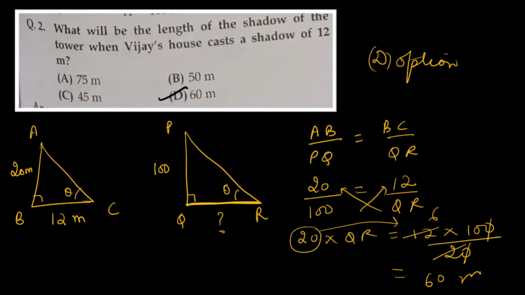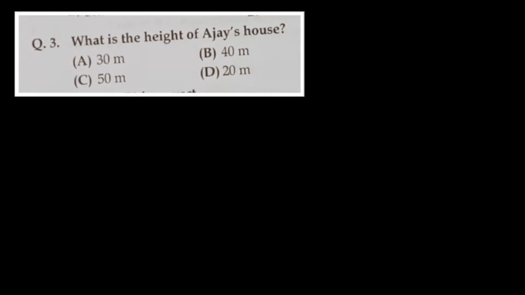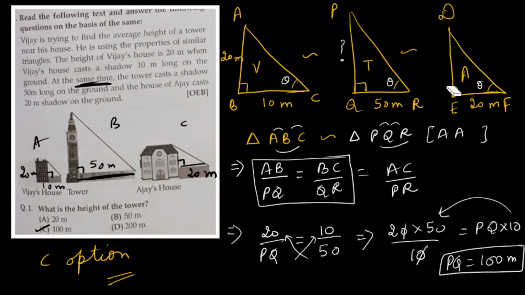Let's do the next one. What is the height of Ajay's house? So Ajay's house height we have to find. Ajay's house is the third one. Here I have already written this. This height we have to find, DE we have to find. These two triangles are also similar, triangle ABC and DEF.